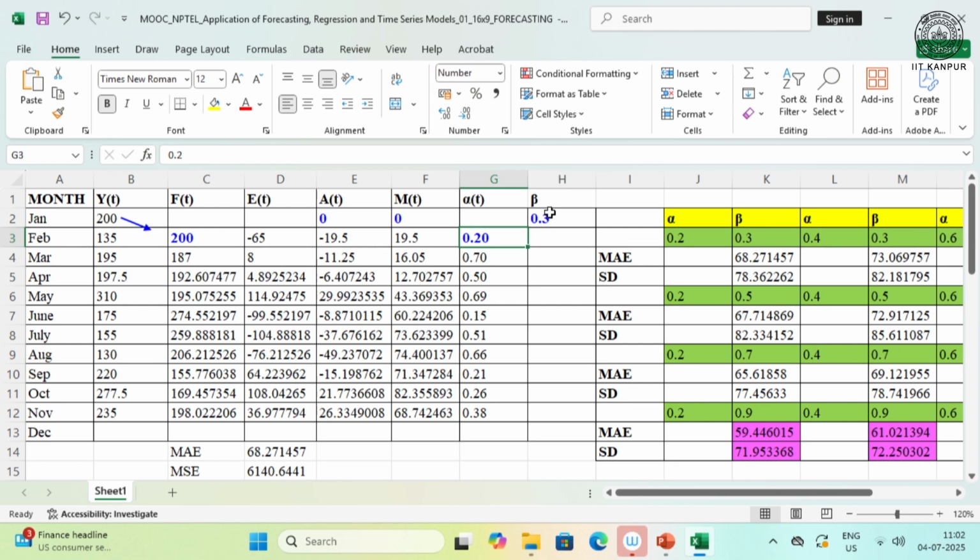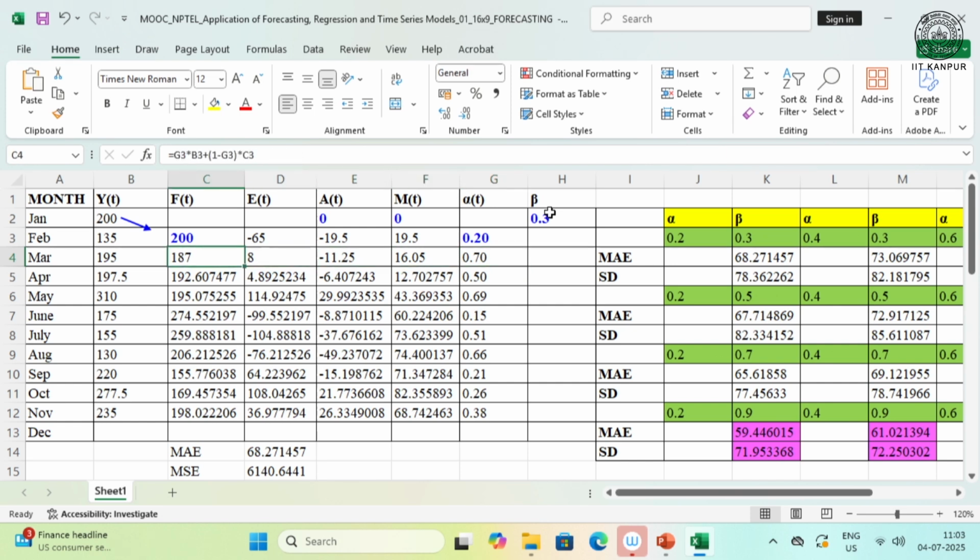And alpha was the starting value. Now, in the next cell, which is G4, the alpha value will be calculated, which is given as the mod of the ratio of AT by MT. That value comes out to be 0.7. So, I continue copying this formula, which is ET, AT, MT and alpha T, done from March.